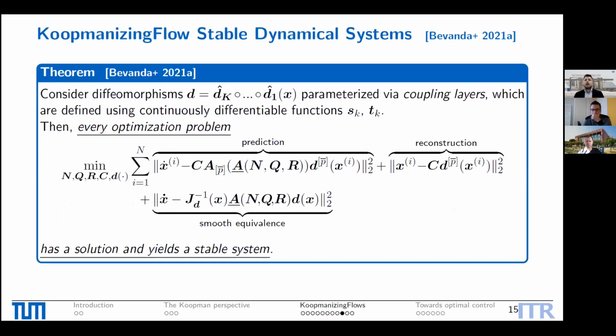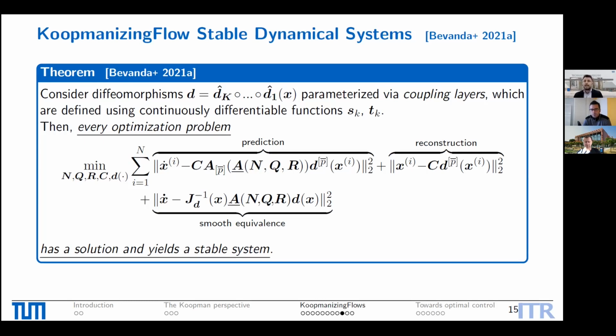So this leads to the main theorem of our work, and here is also the name of the whole framework: Koopmanizing flows, stable dynamical systems. Considering these diffeomorphisms made out of coupling flows, where each is a coupling layer in a network structure, and defined as prescribed and highlighted before through continuously differentiable functions S and T, every optimization problem for learning this Koopman operator representation has a solution and yields a stable system.